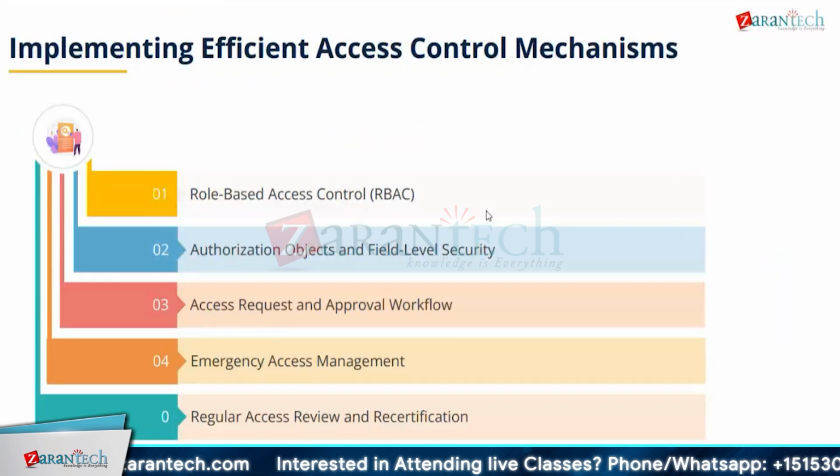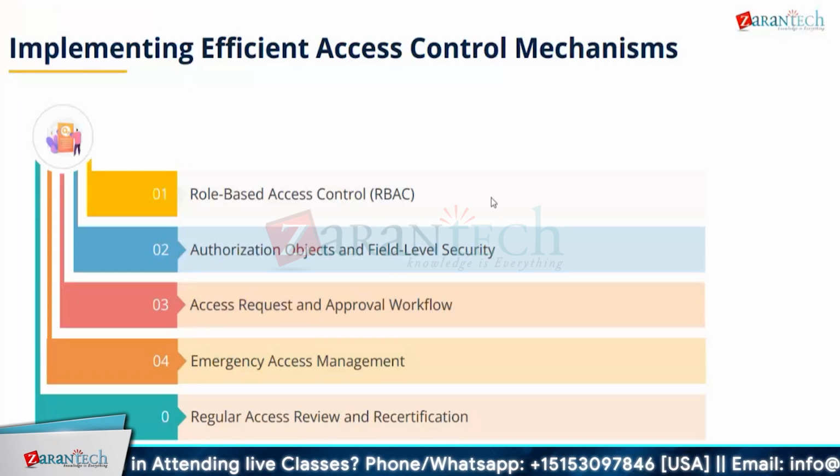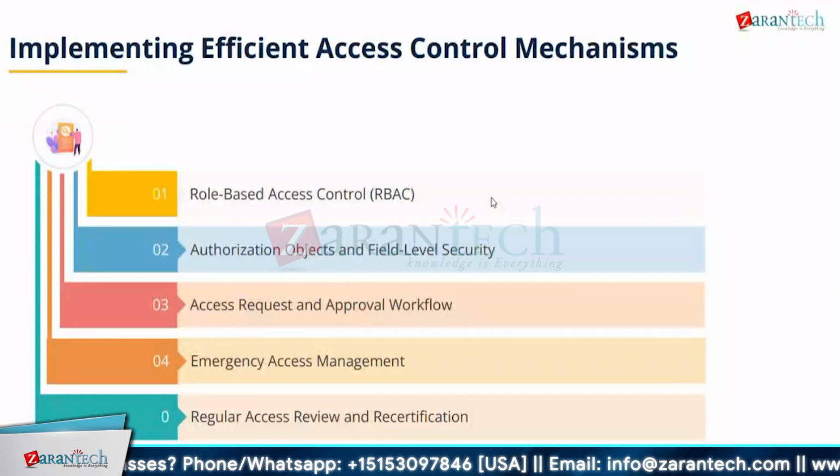Coming to the access control mechanisms. So what are all the access control mechanisms? First is the role-based access control, which we all know. Role-based access control is nothing but how you can prevent unauthorized access with the help of roles. This is something which we need to ensure that we are doing on an efficient basis.